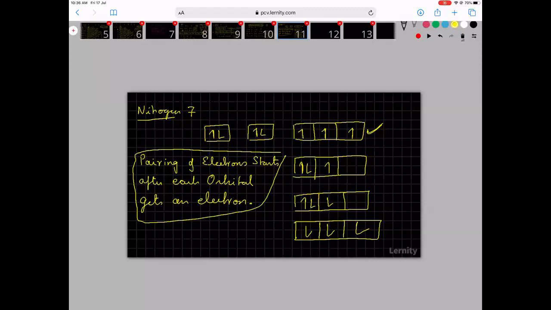So you have Aufbau's principle, which says that electrons get filled in increasing order of energy. Then you have Hund's rule, which says that pairing starts only after each orbital has got one electron, and also the fact that no two electrons will have the same set of all 4 quantum numbers.